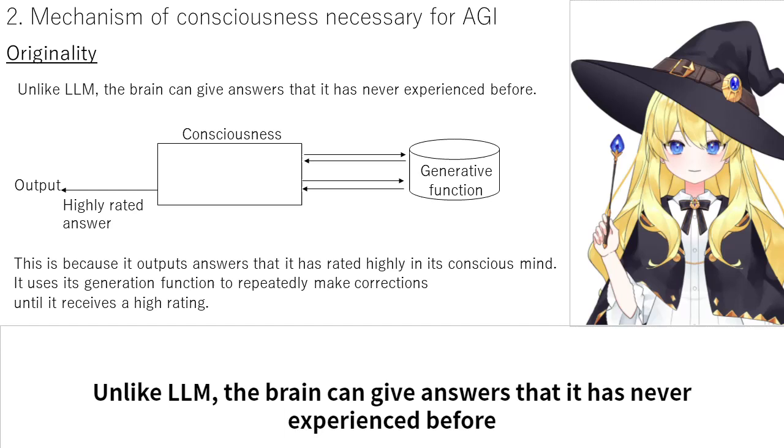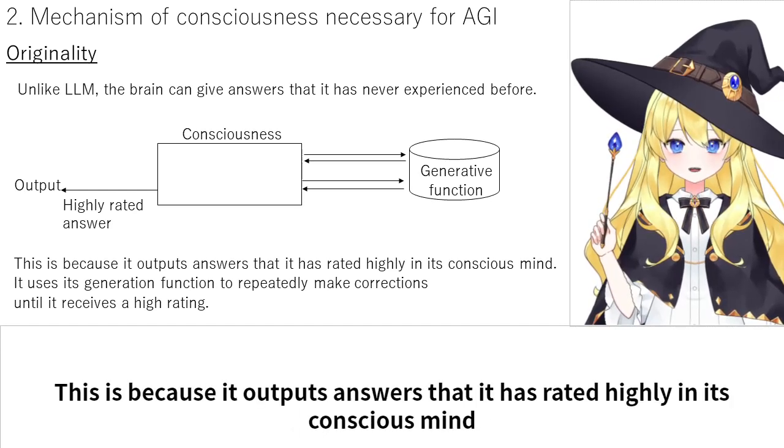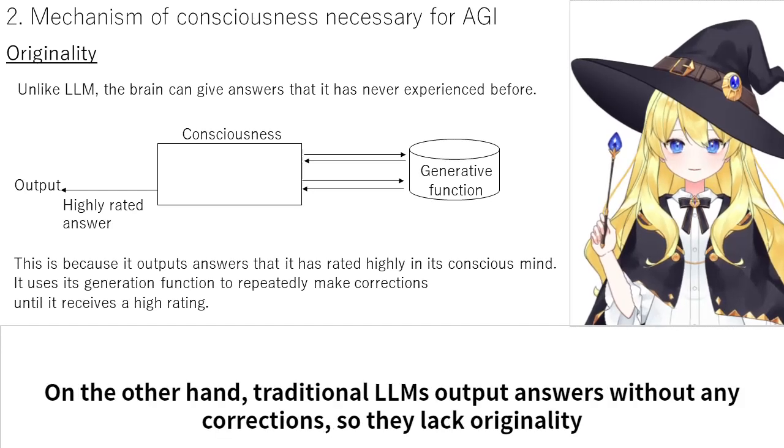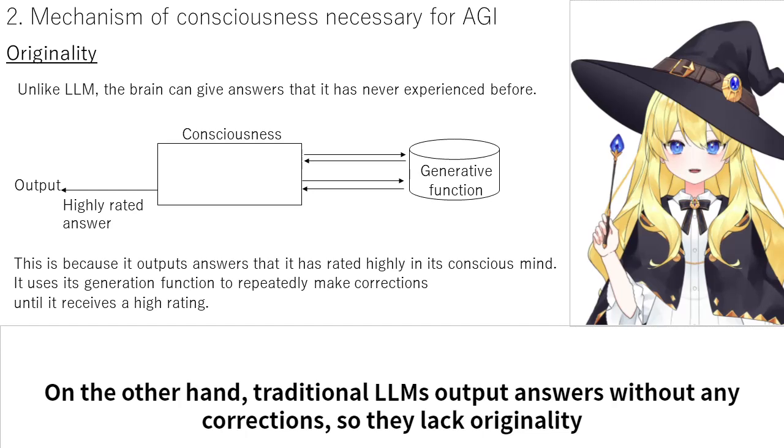Unlike LLMs, the brain can give answers that it has never experienced before. This is because it outputs answers that it has rated highly in its conscious mind. It uses its generation function to repeatedly make corrections until it receives a high rating. On the other hand, traditional LLMs output answers without any corrections, so they lack originality.